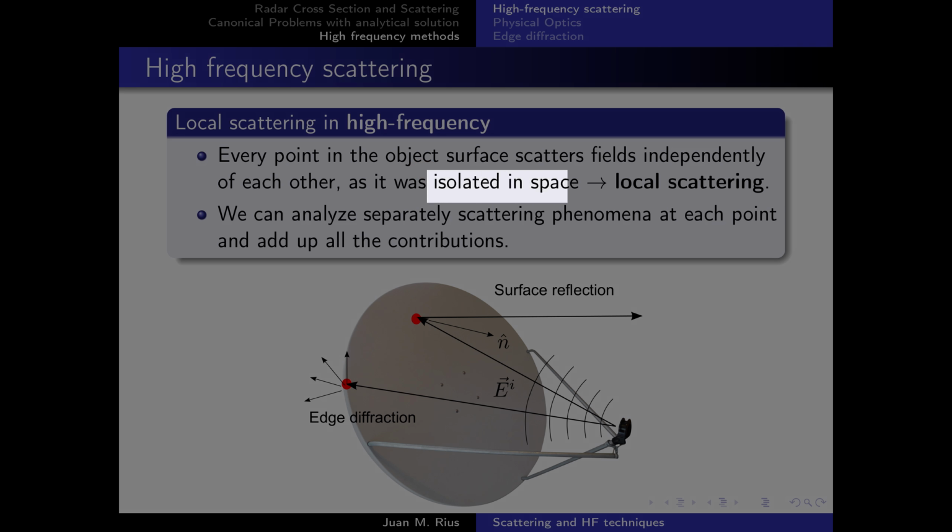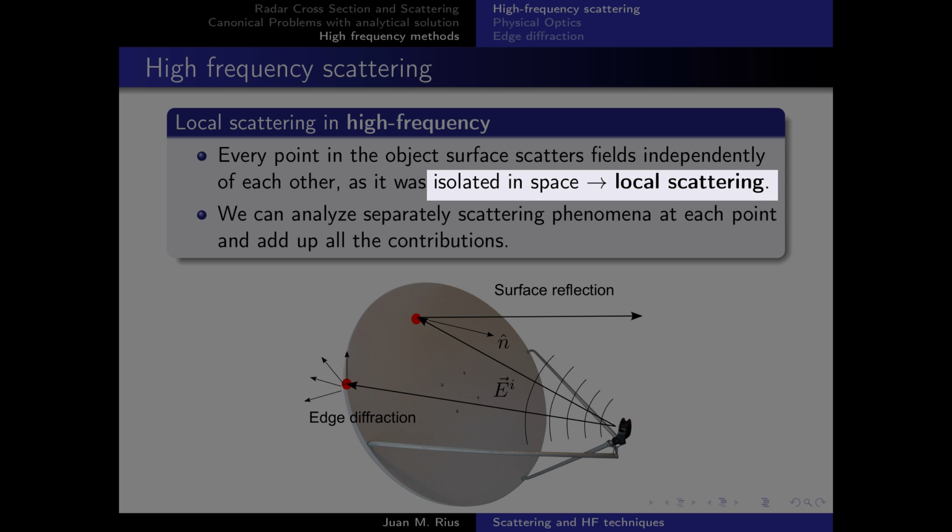That is, different points of the object surface or edges of the geometry of the object scatter the field independently of the other points, the same as if these points were isolated in space, because it depends on the local shape.